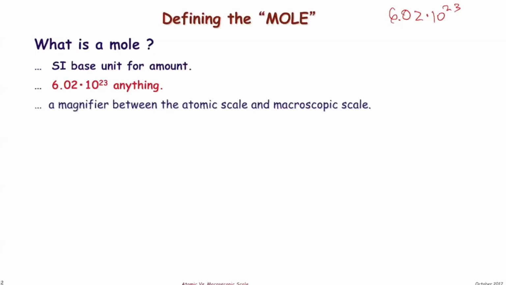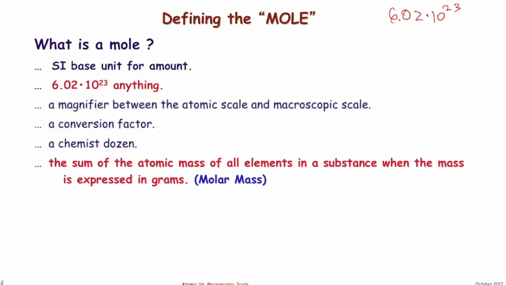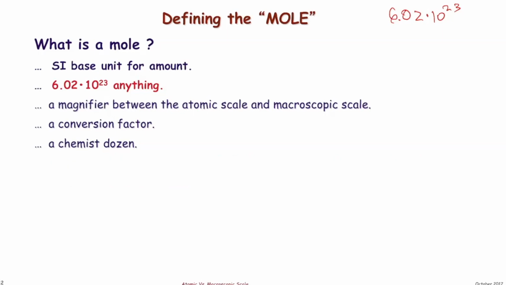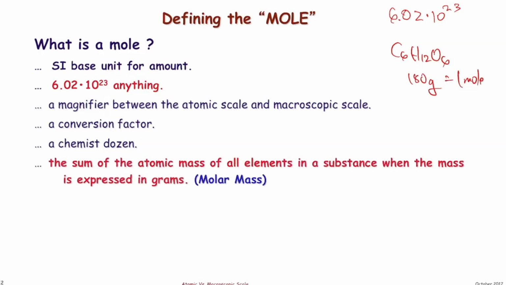6.02 times 10 to the 23rd anything. A magnifier between atomic scale and macroscopic scale, a conversion factor, a chemistry dozen, the sum of the atomic mass of all the elements in a substance when the mass is expressed in grams. That's what we did right here when we took C6H12O6 and we said that 180 grams equals 1 mole. That's that definition right there, okay?